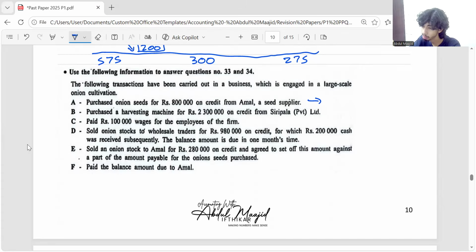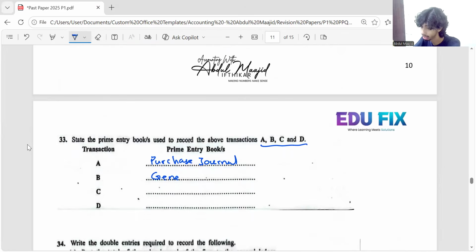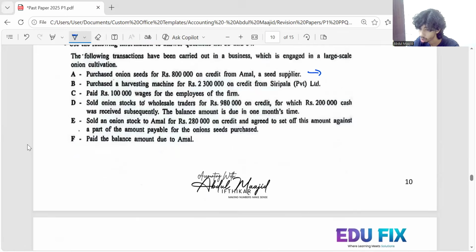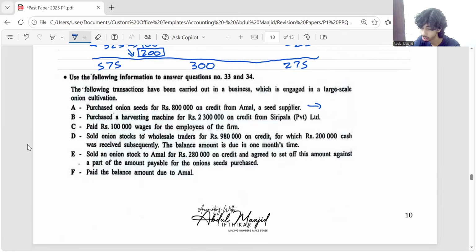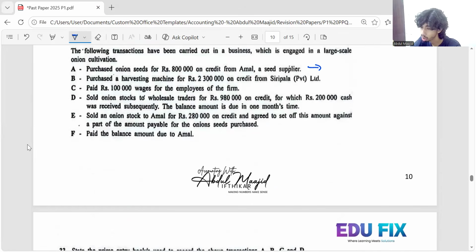B. Purchase a harvesting machine on credit. Purchasing a non-current asset on credit will go to general journal. General journal. Then C. Paid 100,000 wages. Cash payment journal. D. Sold onion stock to a wholesale trader for 980,000 on credit, for which 200,000 cash was received. The balance amount is due on 1 month notice.